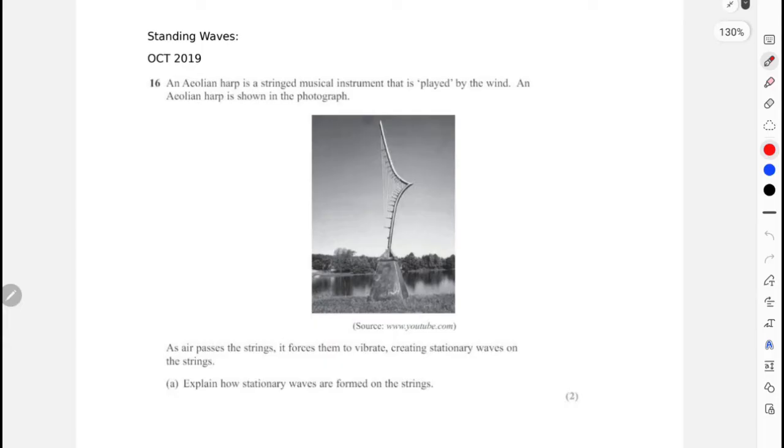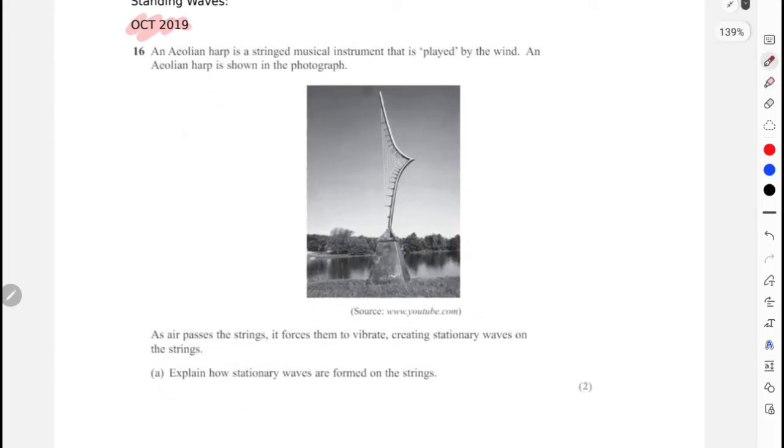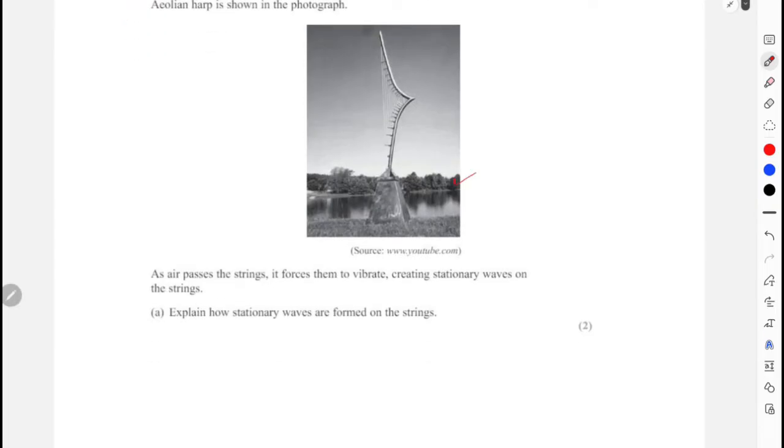This is a question from standing waves from the year 2019 October. So let's start with this. It says that an Aeolian harp is a stringed musical instrument that is played by the wind, and an Aeolian harp is shown in the photograph. When air passes through the strings, it forces them to vibrate, creating stationary waves on the strings. Explain how stationary waves are formed in the strings.